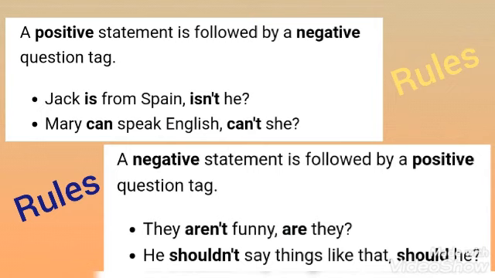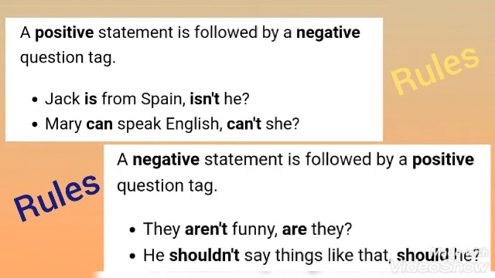First sentence: Jack is from Spain, isn't he? Jack is from Spain. Is it a positive or a negative statement? It is a positive statement. So a positive statement should always be followed by a negative question tag. So here the question tag used is "isn't he", is not he. It is a negative question tag. So "Jack is from Spain" is a positive statement, always followed by a negative question tag, isn't he.